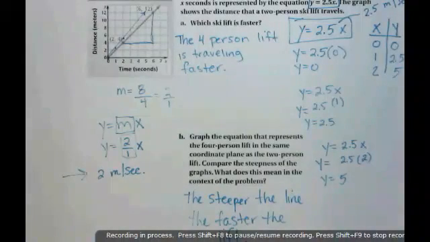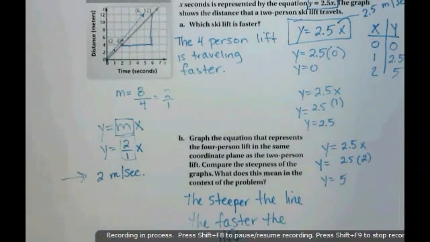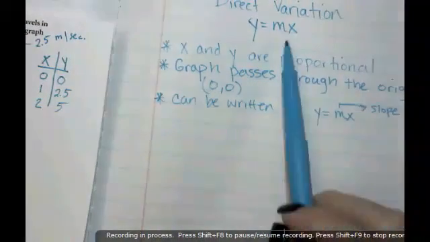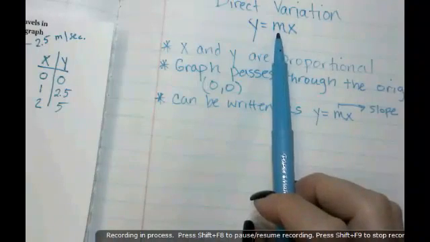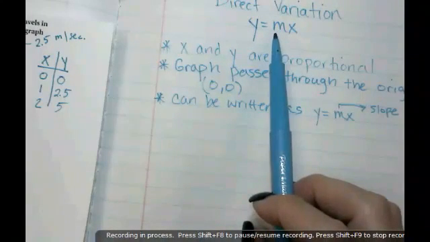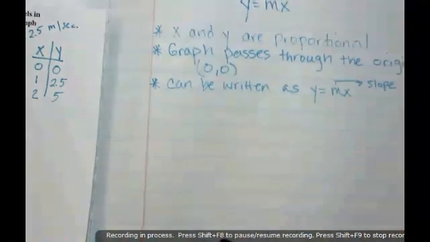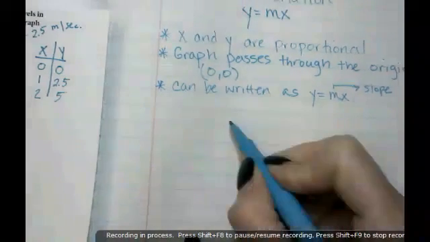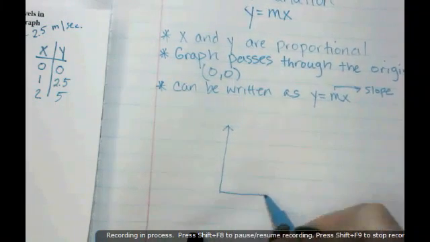So just to recap a couple of important things. Direct variation is always written in y equals mx. When you're looking at an equation in y equals mx, m is always going to be your slope or your unit rate. The graph of a direct variation equation must always pass through the origin. And where you find 1 on your graph is always going to be your slope.